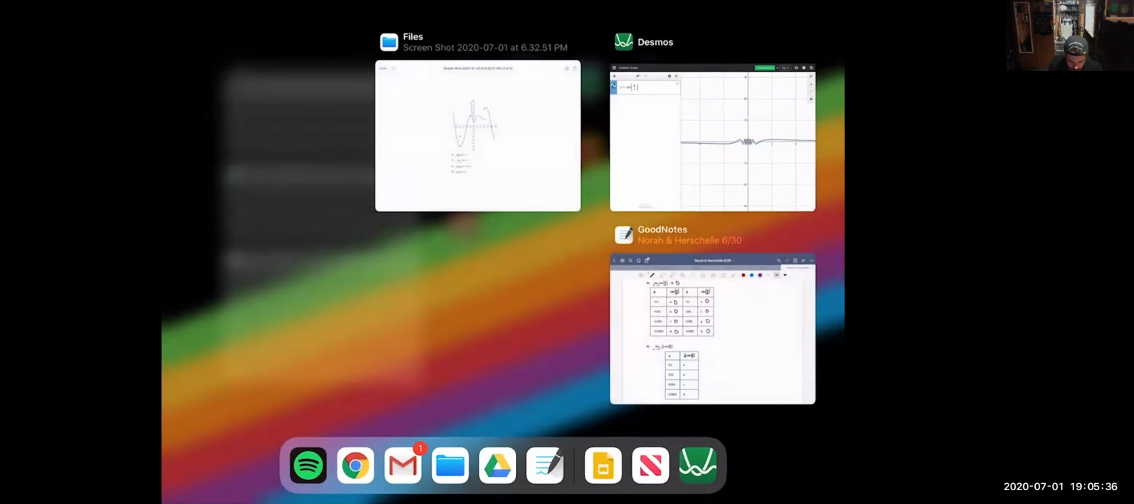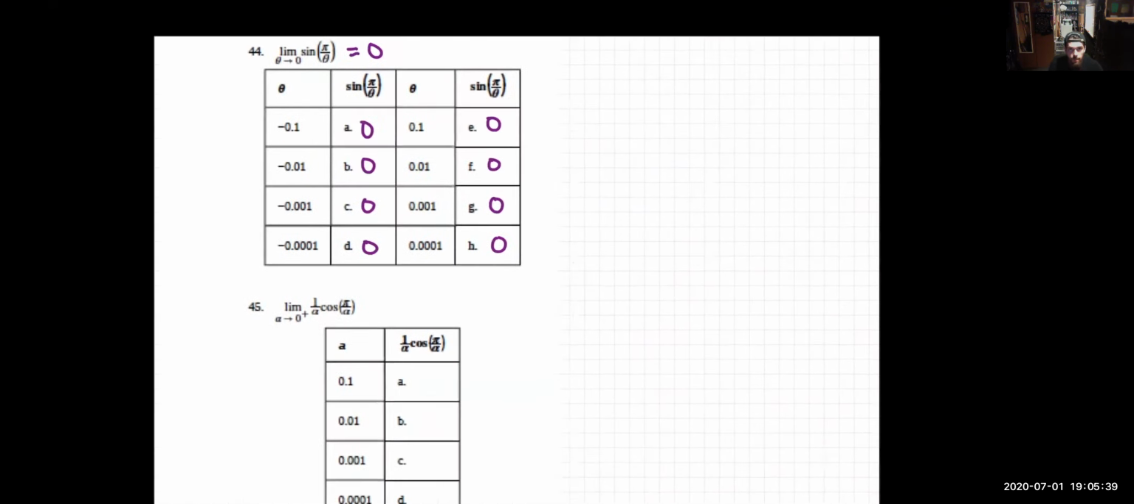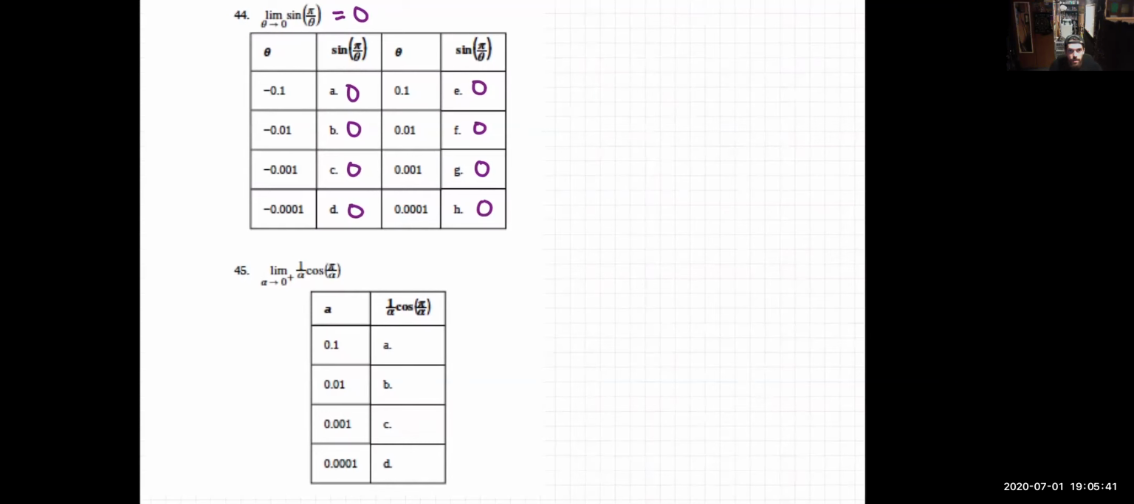So a valid question is, why is that the case? Well, that's the case because whenever we introduce any of these values, these are all just multiples of pi. So for values close to zero, in this case for negative 0.1, that would be sine of negative 10 pi. Negative 0.01 is sine of negative 100 pi. Positive 0.001 is sine of 1,000 pi. And we know that multiples of pi going around the unit circle all give us zero. So the limit here is zero.